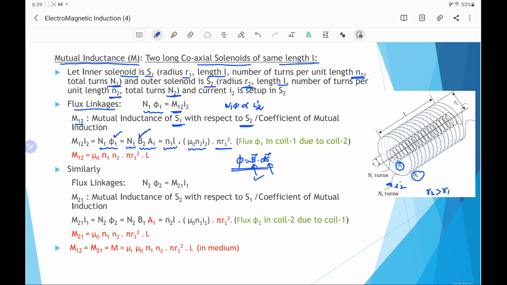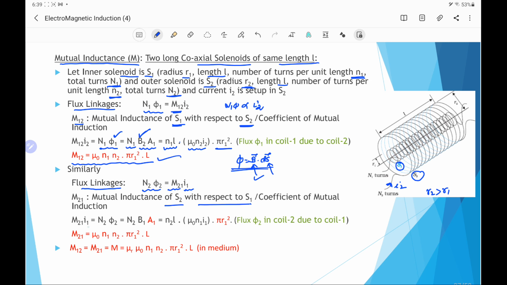So comparing both sides, we will have M12 equal to mu naught n1 n2 pi R1 square into L. Here n1 and n2 are the number of turns per unit length for the respective inner and outer solenoids. Similarly, if we consider the flux linkages with the outer coil, it is given by N2 phi 2, where N2 is the number of turns in the outer coil, phi 2 is the flux linked with the single turn of the outer coil, M21 is the mutual inductance of S2 with respect to S1, and I1 is the current in the inner coil, and this current is due to the current I2 which induces this I1.